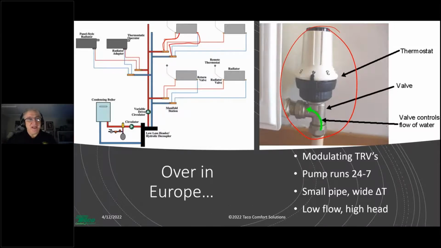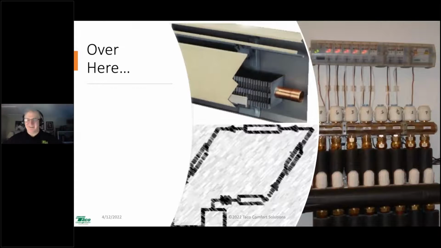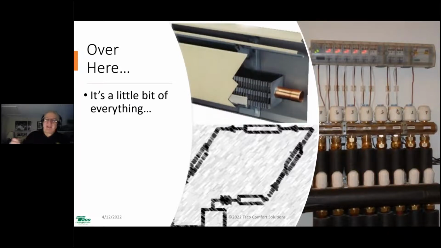Now here in the US, right now we've got everything. But going back to when we started designing circulators back in the 40s, 50s, and 60s, we have a little bit of everything now, but back then it was usually a cast iron radiator system with maybe Venturi tees, or a 2-pipe system, or a series loop of fin tube baseboards.